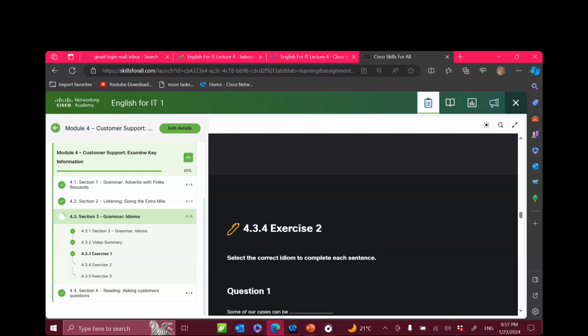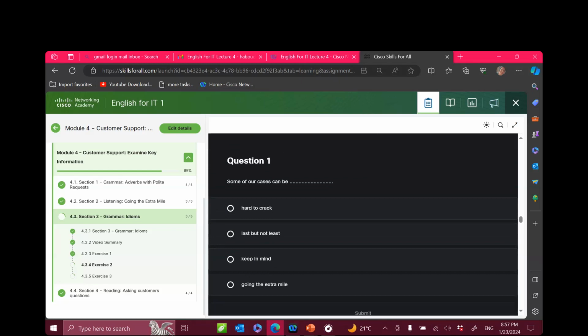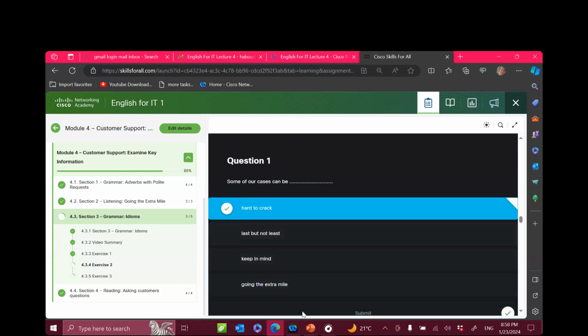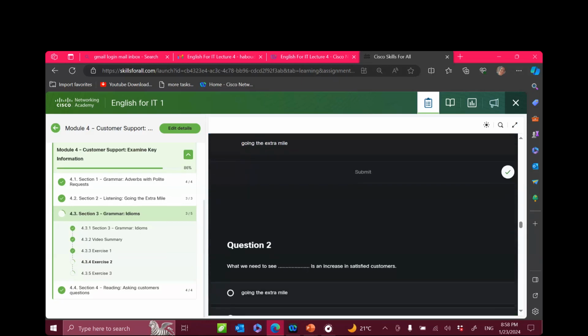What do we have to do in exercise 2? Select the correct idiom to complete each sentence. Okay. Question number 1: some of our cases can be hard to crack, or last but not least, or keep in mind. Some of our cases can be... Very good. Hard to crack: difficult to understand.